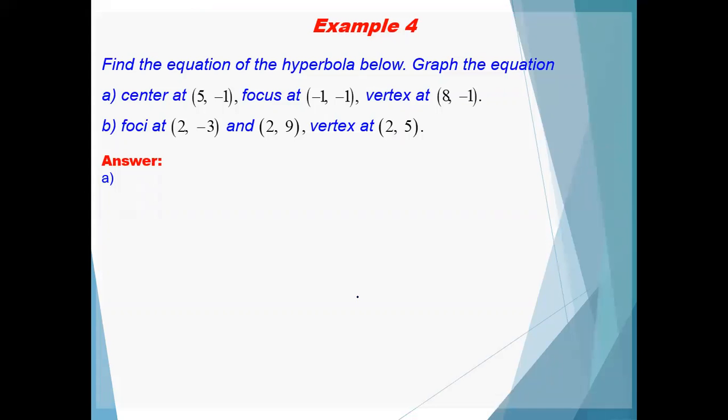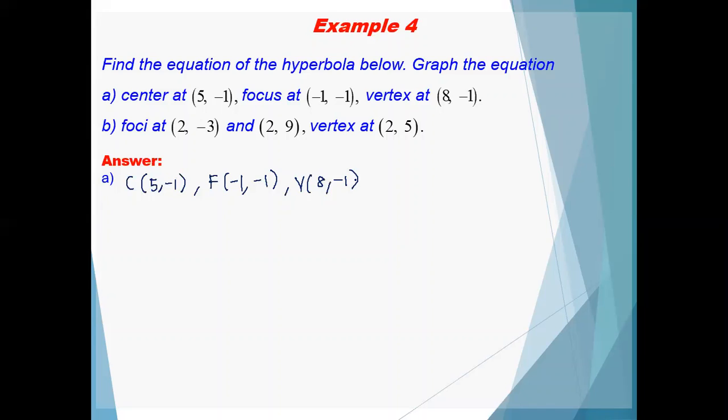Okay, so let's see example 4. I skip example 3; you can see example 3 from your lecture notes. So I jump to example 4. Find the equations of the hyperbola and then sketch the graph. We have a center at 5, -1, a focus at -1, -1, and a vertex at 8, -1.